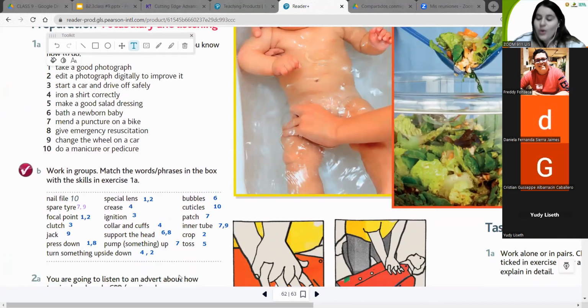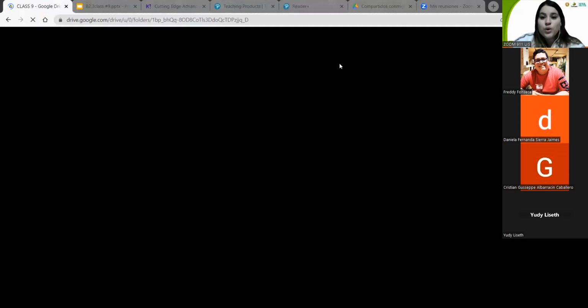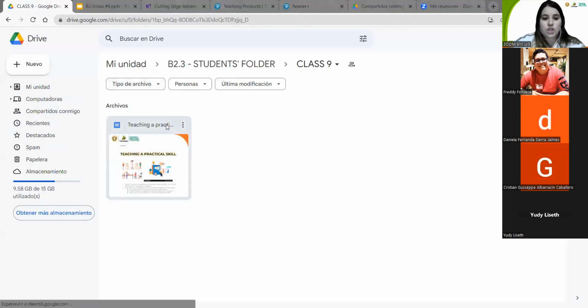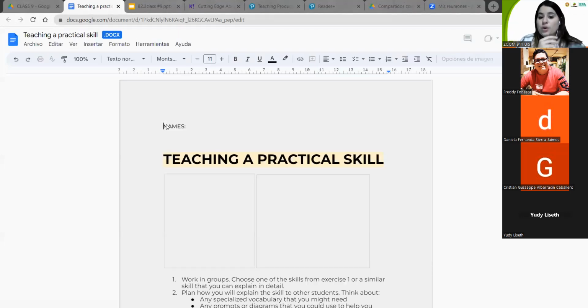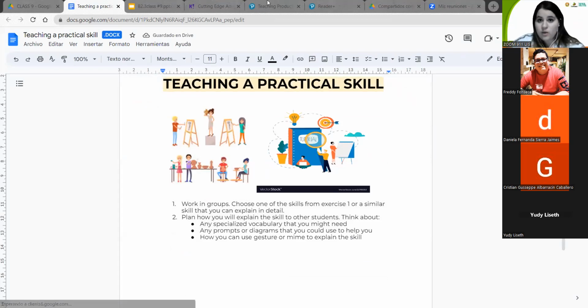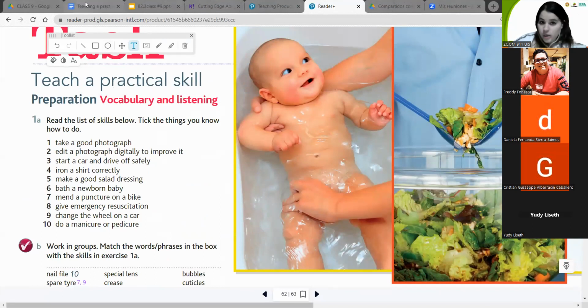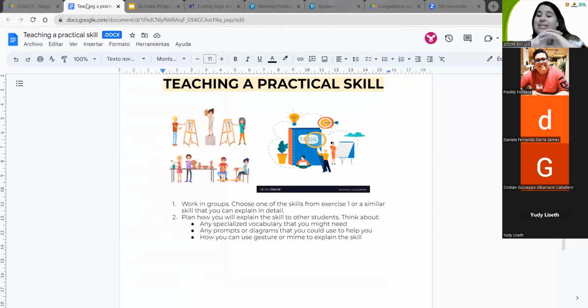Okay, people. So now it's going to be your part, your activity. Remember that I'm going to grade this task. So where are we going to work? We're going to your students folder. Good. So we're going to your students folder and we have teaching a practical skill. You guys are going to work in groups. You're going to choose one of these skills from exercise 1A, or you don't have to use one of those, or a similar skill that you can explain in detail. That will be something that you know how to do and that you want to teach your classmates, okay? So plan how you will explain this skill to other students.